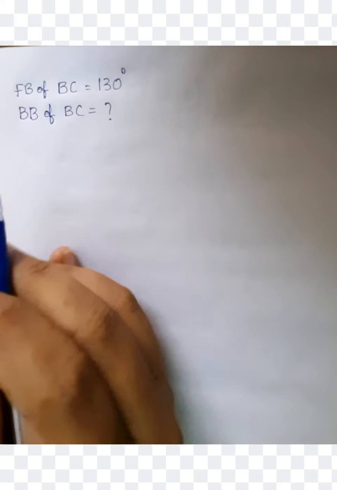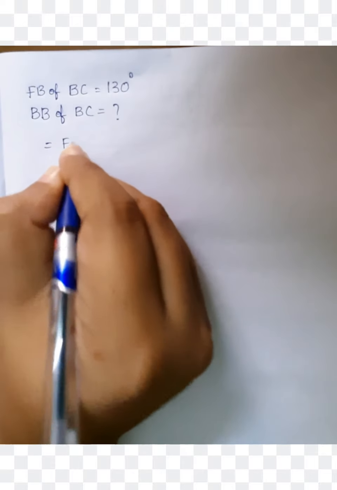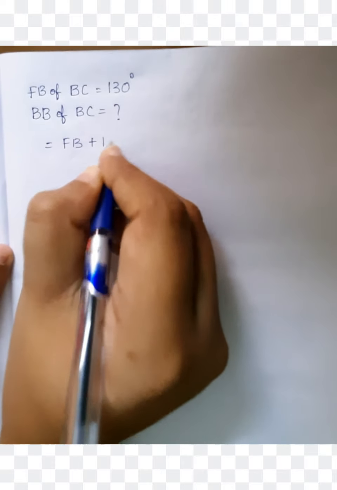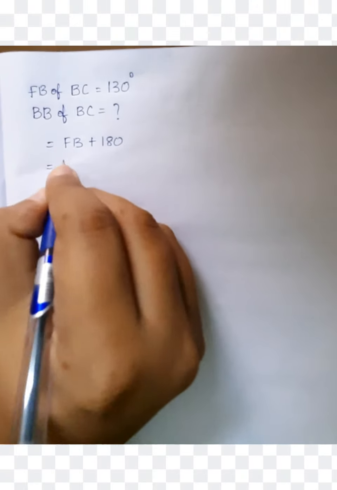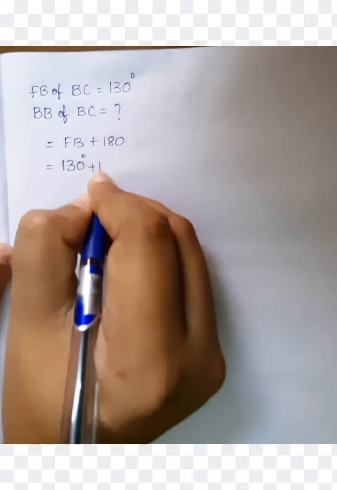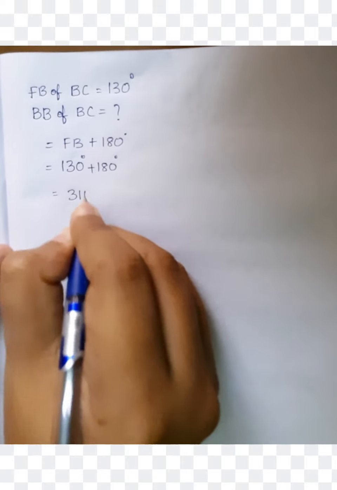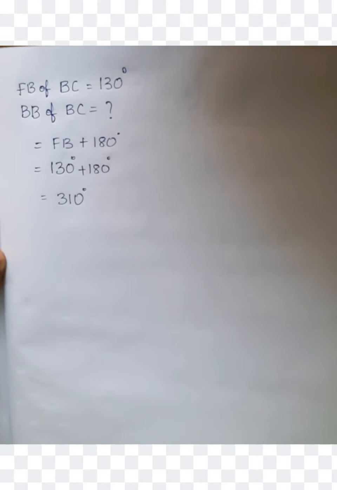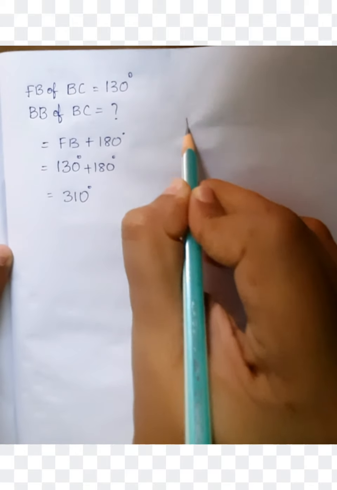We will solve another numerical. The fore bearing of BC is given as 130 degrees and we have to find the back bearing of BC. This is equal to fore bearing plus 180, because the fore bearing is less than 180, so it comes to 130 degrees plus 180 degrees, which is 310 degrees.